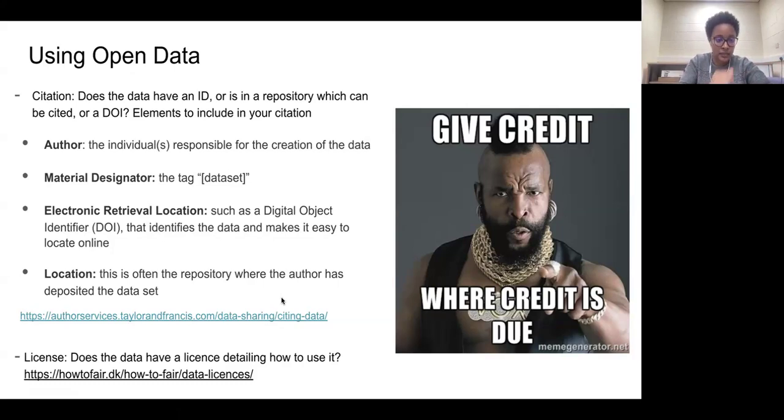It's also a good article to read when you want to know what's appropriate when citing data. And when you're looking at open data, always look at the licenses. What type of license is attached to this data? Different licenses allow you different permissions to do different things to the data.